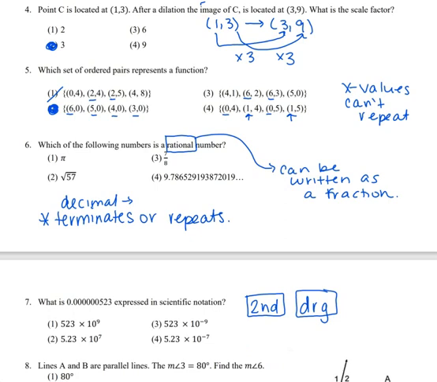Now for number 6, it says, which of the following numbers is a rational number? Now a rational number can be written as a fraction, or if it's a decimal, that decimal has to terminate or repeat. So when I look at my choices, pi is always irrational. This one is going to be irrational because it's a non-perfect square. This is non-terminating, non-repeating, but 7/8 is a fraction. It's choice number 3.